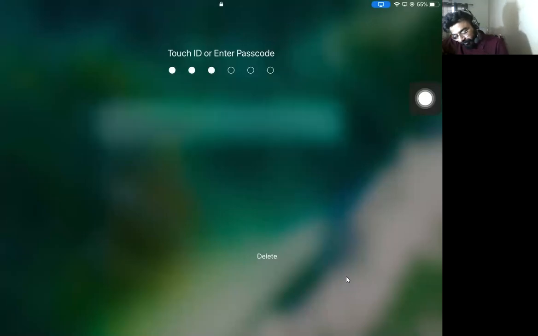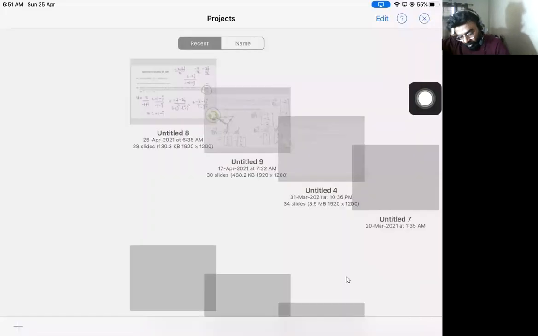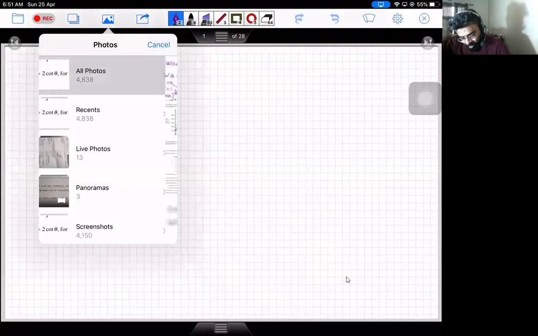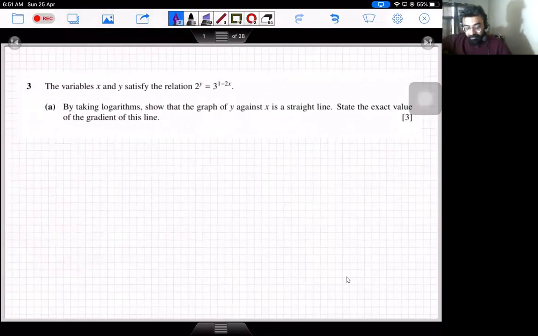Wait a minute, just, sometimes it happens, the screen blacks out. Ya Allah, Ya Rahman, Ya Rahim.